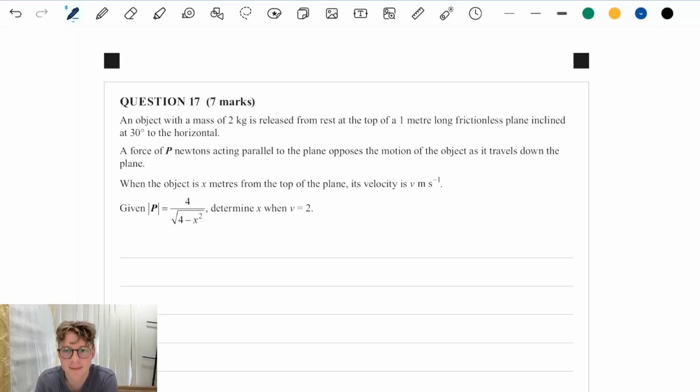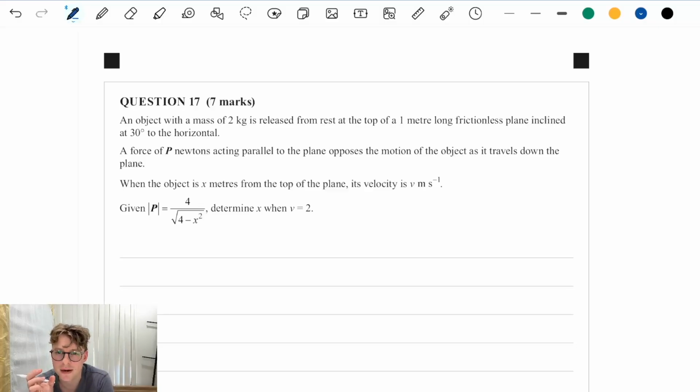Okay, question 17. An object with a mass of 2 kilograms is released from rest atop a 1 meter long frictionless plane. Okay, so we can ignore friction, that's pretty good. 30 degrees to the horizontal. A force of p newtons is acting parallel to the plane, opposes the motion of the object as it travels down the plane. So it's kind of pushing the object back up.